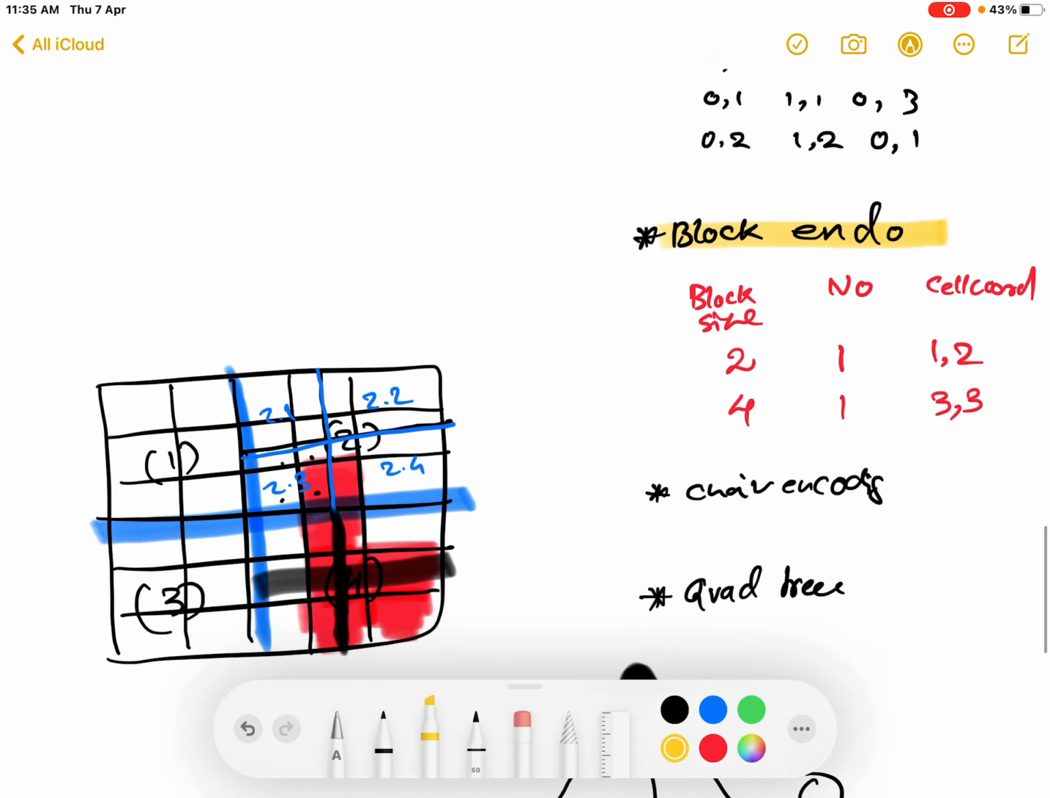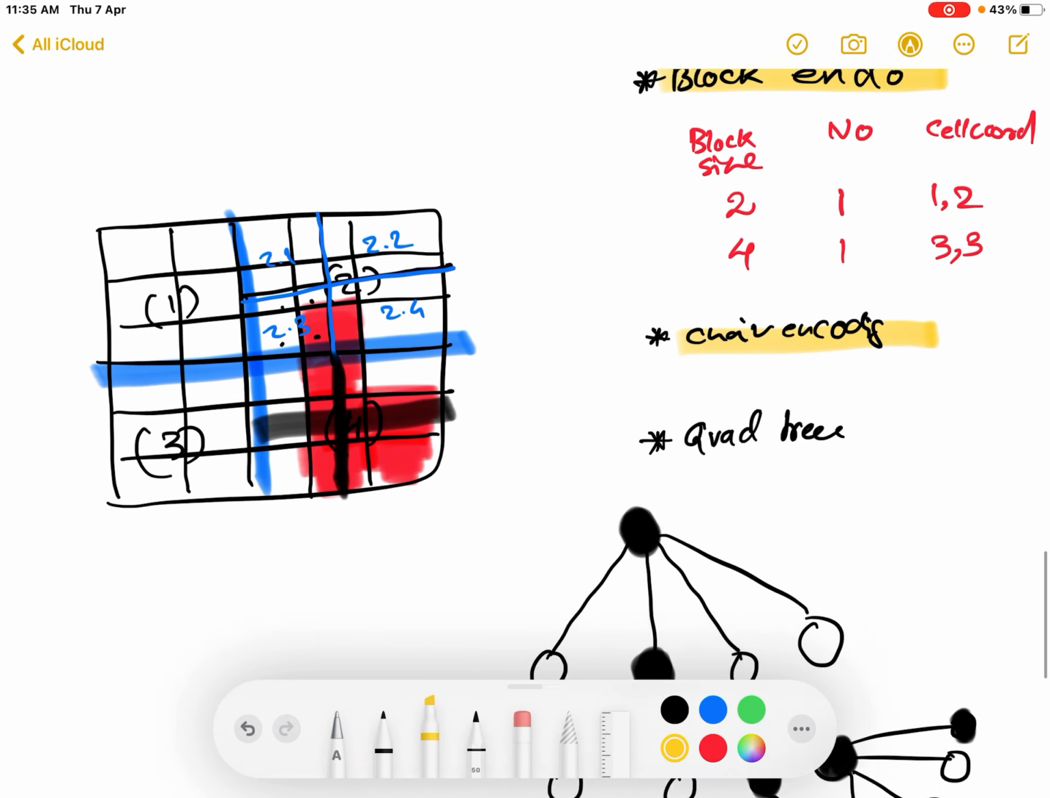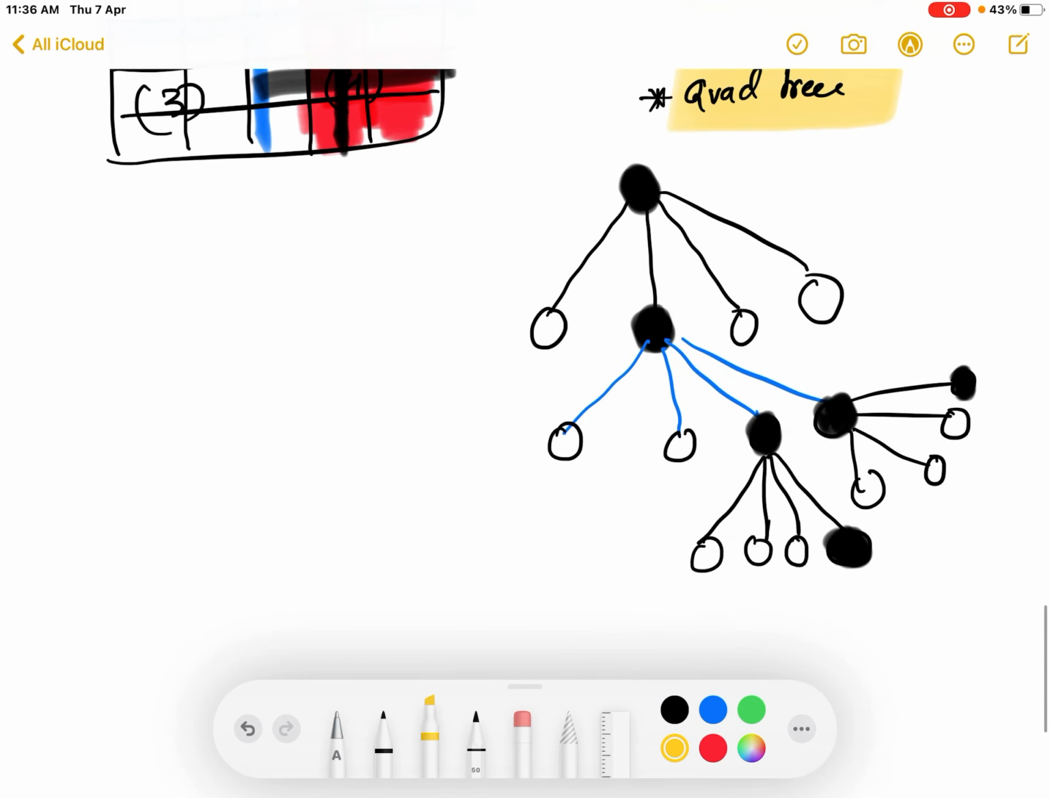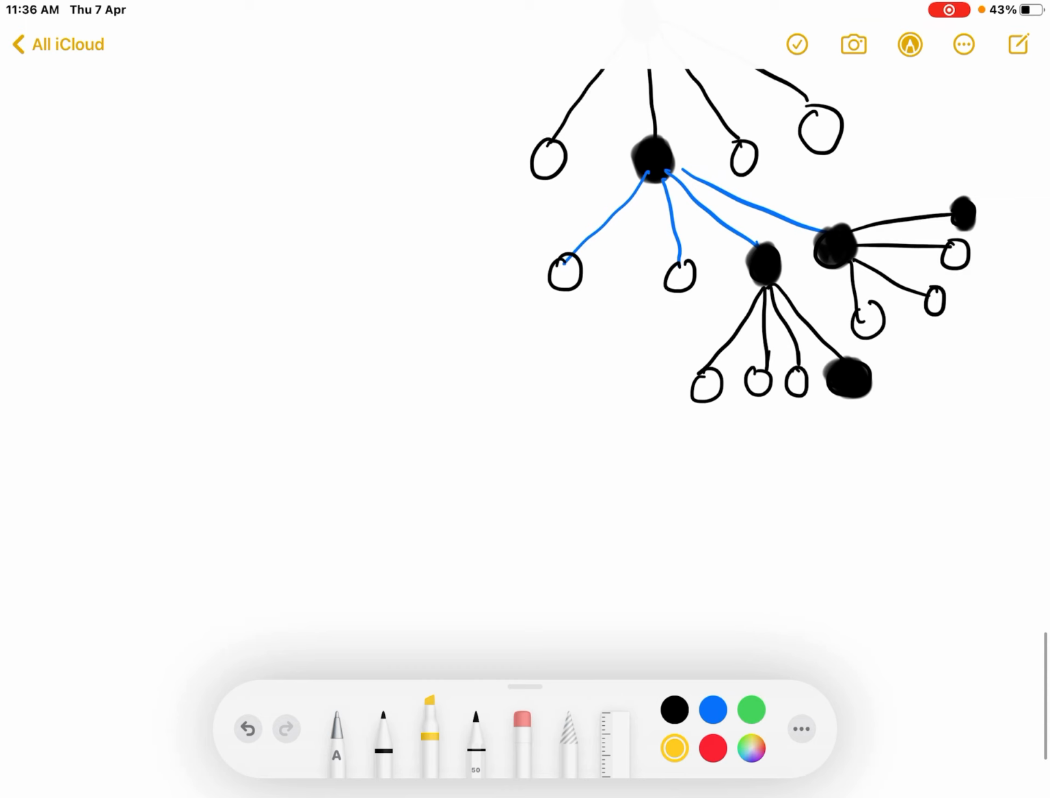So what are the different types of encoding? The first one is run length encoding. The second one is block encoding. Then chain encoding and quad tree encoding. So these are the different types of encoding that we see. Now we will go for the vector data structure or vector form of representation.